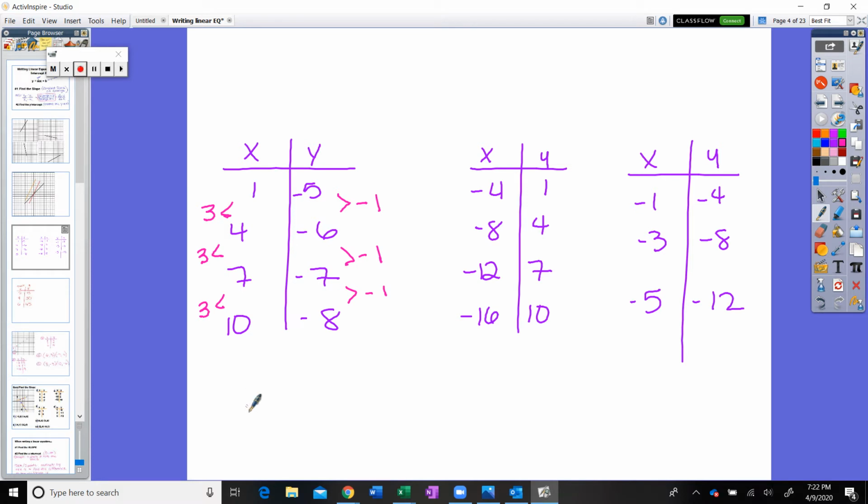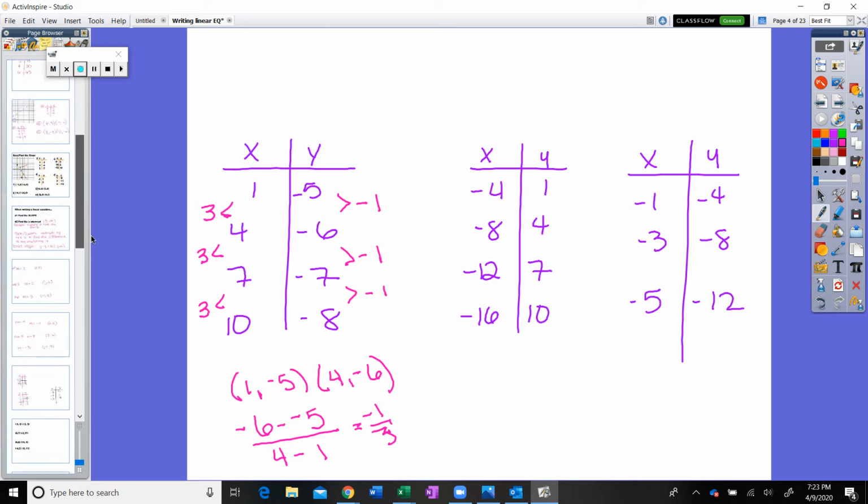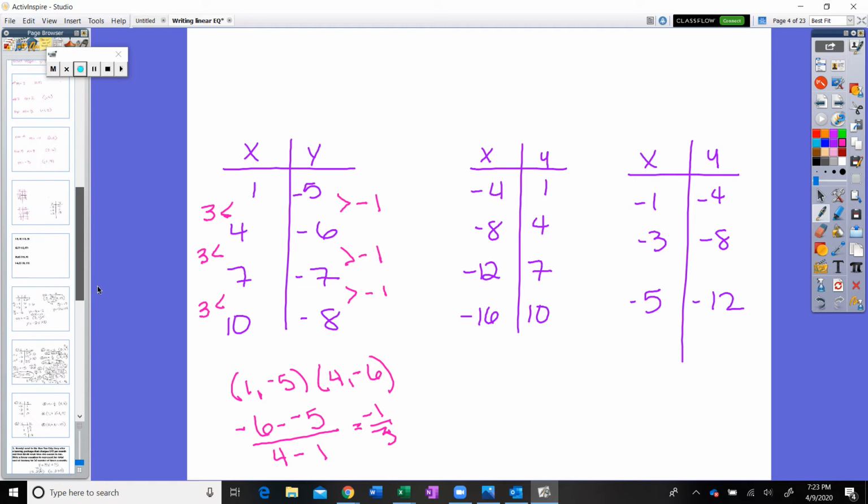Now, the other way that you can do this is if you don't want to use the table and you actually like the points, you can set it up and pull the points out of the table and find the slope by saying -6 minus -5, and then 4 minus 1, and so this would equal -1/3, which would also get you the slope of -1/3.